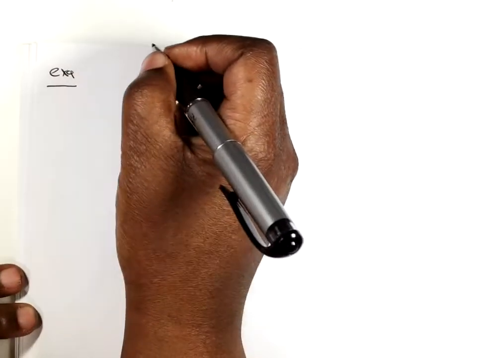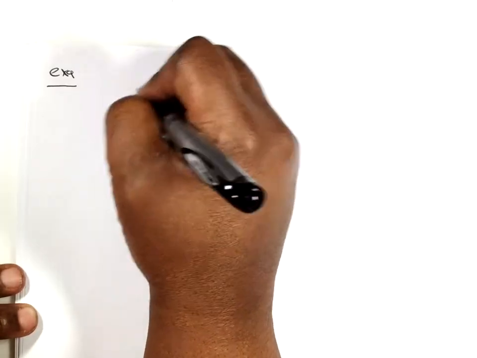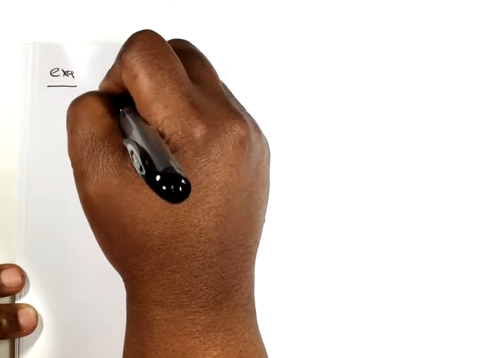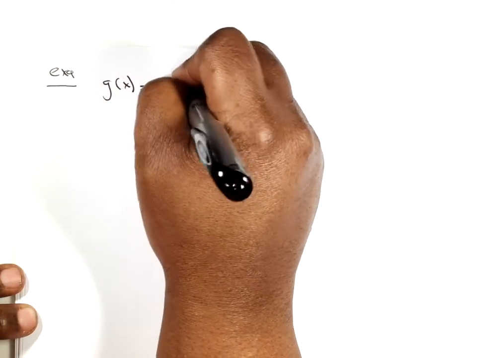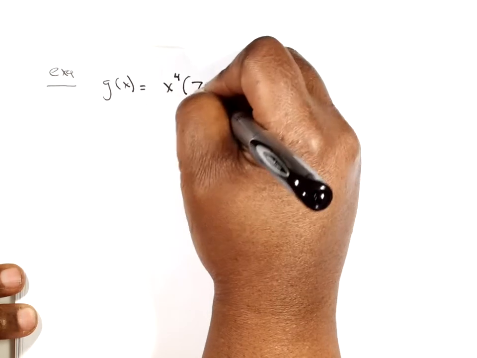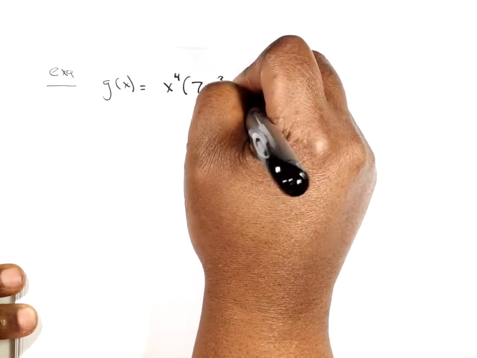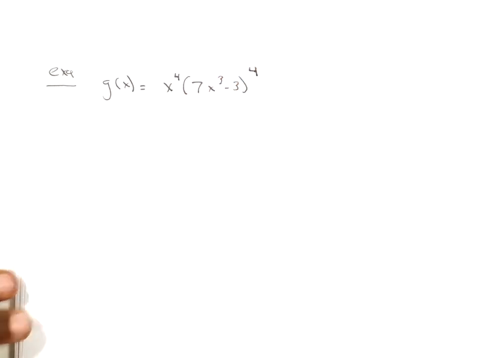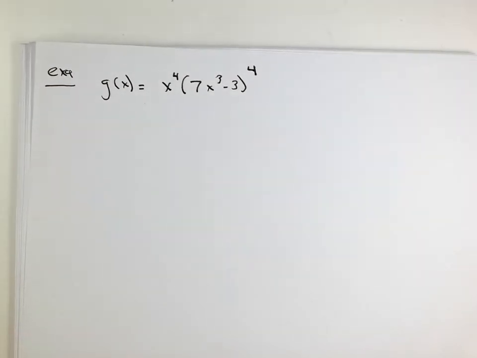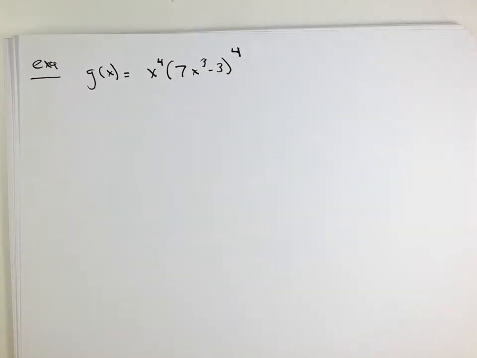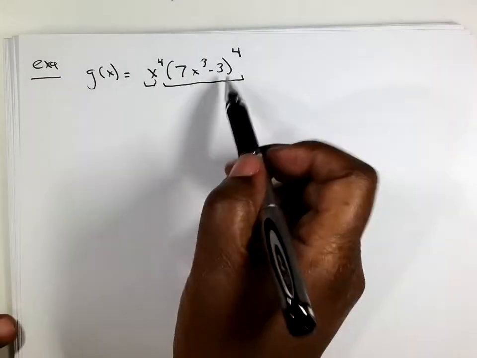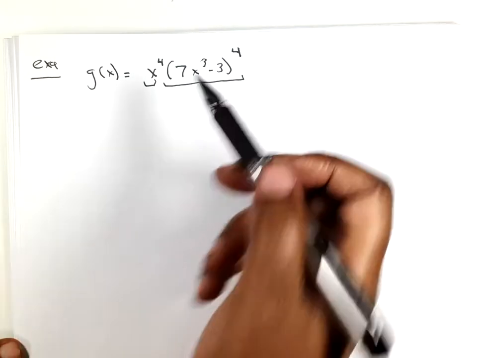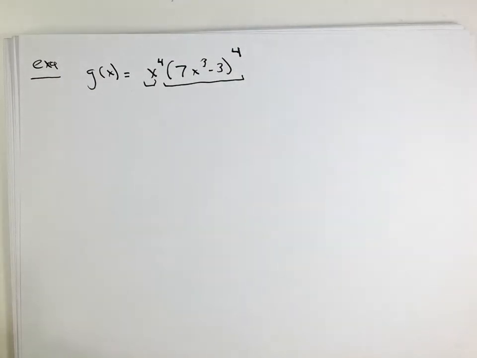All right, for my next example, I have x to the 4th times (7x cubed minus 3) to the 4th. So I need to do a couple things here, right? I have a product because there's one function here and there's another function here. And then I also have something composed inside of here. So I'm going to use both the chain rule and the product rule.